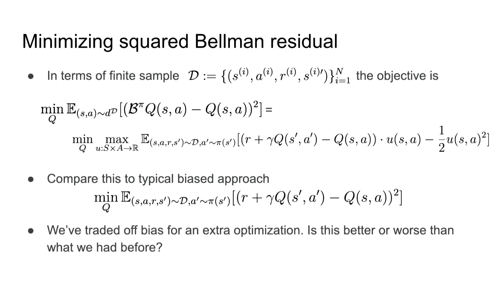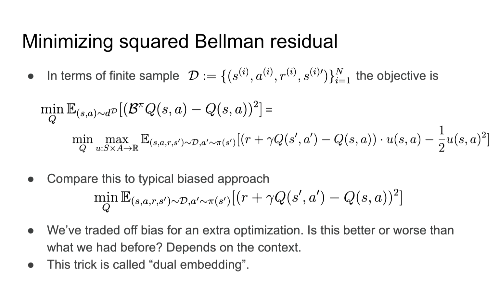And so we can see that, OK, now we're doing the right thing, but there's a trade-off introduced, right? We've traded off bias, so we're doing the right thing, but now we've introduced this extra optimization over u. So is this better or worse than what we had before? Well, it depends on your context. It's up to you and your application to decide whether this trade-off is worth it. And in some cases, it is important to have the right objective, even if it means doing some extra work with this extra optimization over u. And then this trick is sometimes called dual embedding in the literature. But it's just, as you can see, a pretty simple application of the convex duality properties.